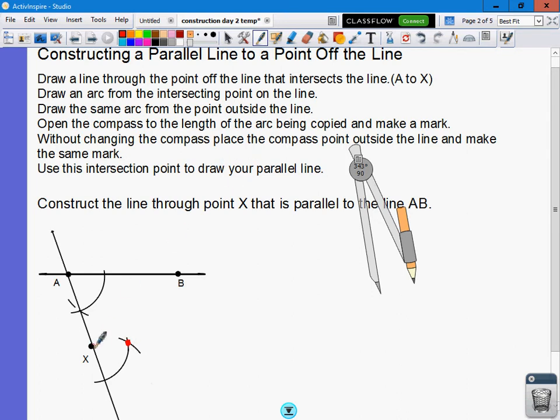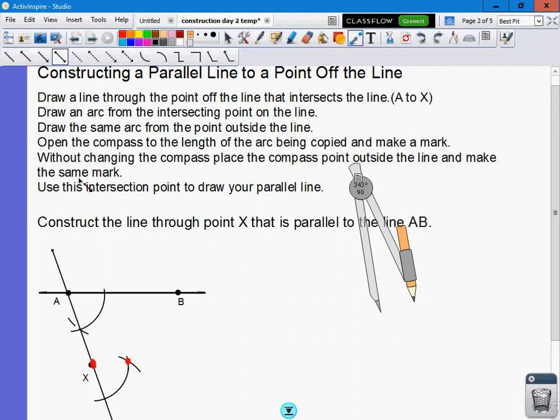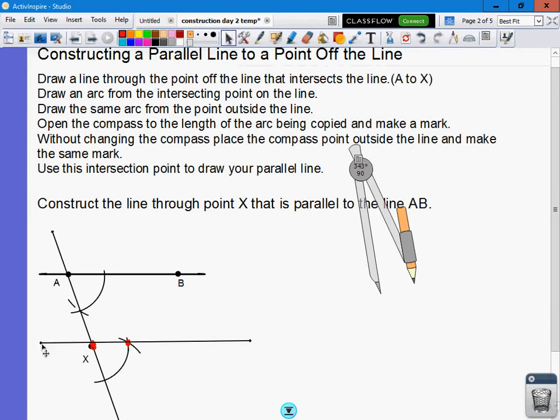The two points that we're going to connect are this point X and this point where those intersected. And we're going to draw a line through them. And if we've done that right, then these two lines are parallel to each other.